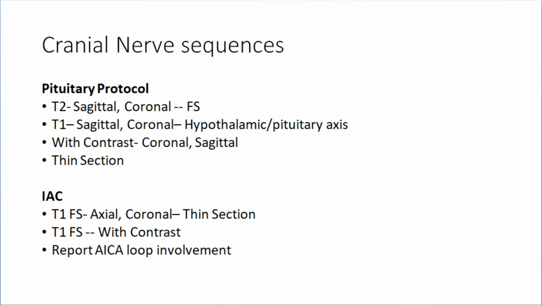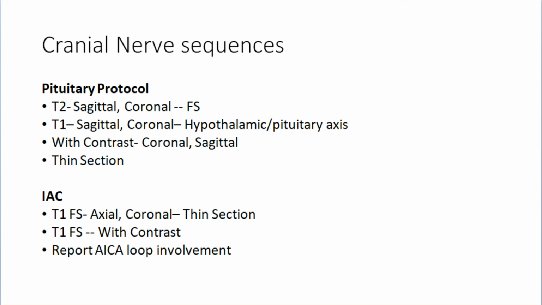Cranial nerve sequences, pituitary protocol. T2 sagittal coronal fat suppressed. Again, T1 sagittal coronal, hypothalamic and pituitary axis. You don't need to do everything. With contrast, looking for ectasia, okay, ectopic pituitary, sagittal coronal sequences, and then thin sections. Okay, that will also guide the surgeon where they need to approach through, like endonasal or somewhere else.